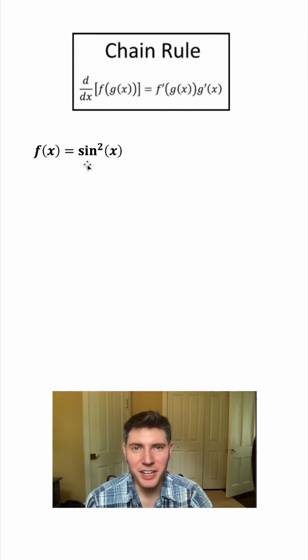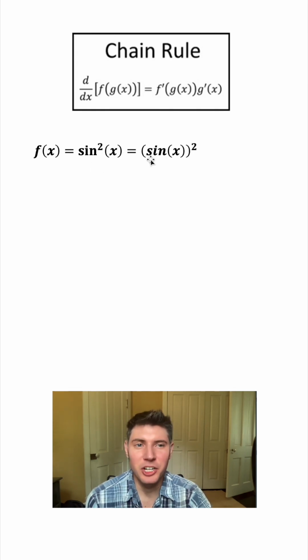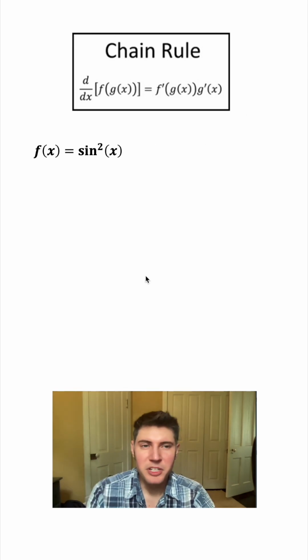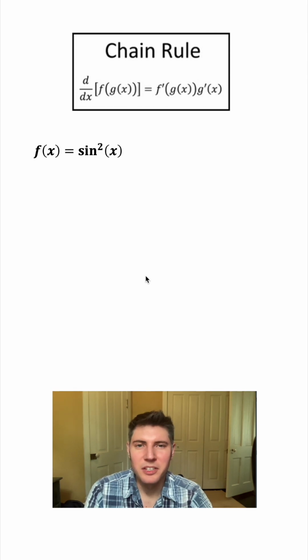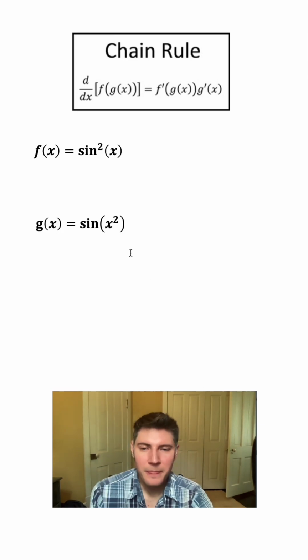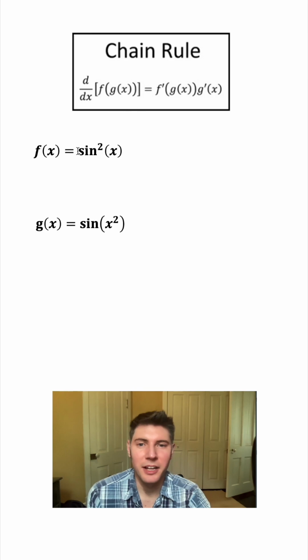The reason sine squared x is a composite function is because this function, sine of x, is inside of the function x squared. So we're taking the square of this entire function. The reason they write it this way is they want to avoid confusion with this other function, sine of x squared. This time it's the x that's being squared, not the entire sine.